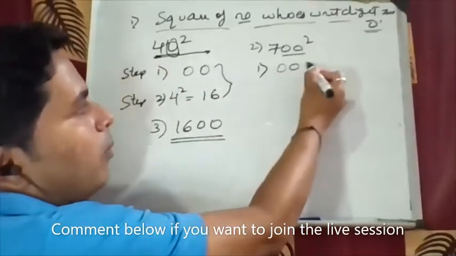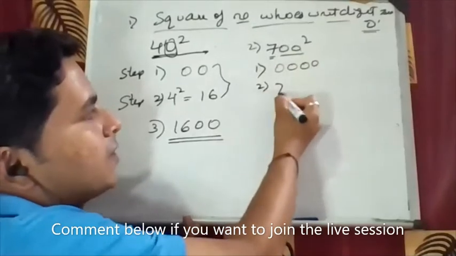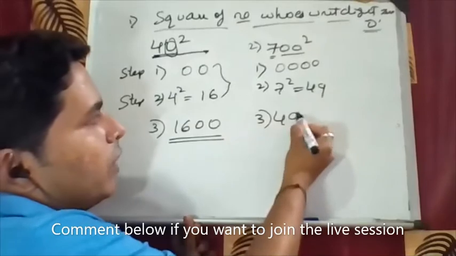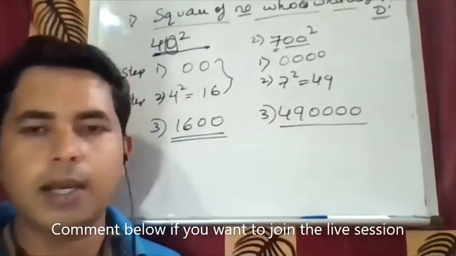So how many zeros will it become? 4. Then consider the non-zero value. That is 7. What is 7 square? It's 49. So combine 49 and 4 zeros. Okay, so this is your answer.